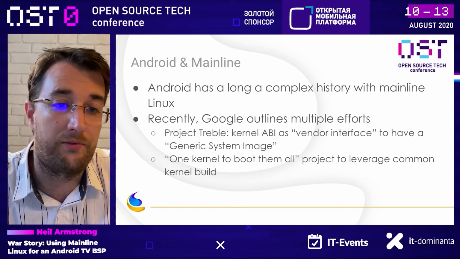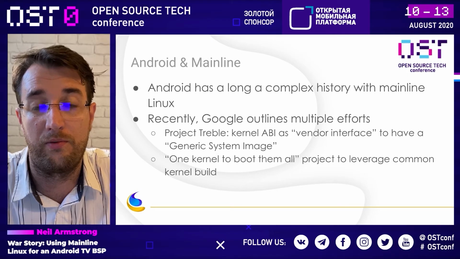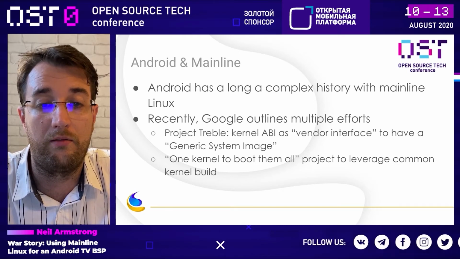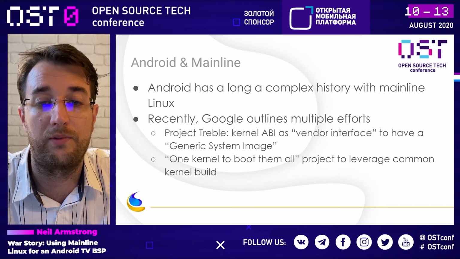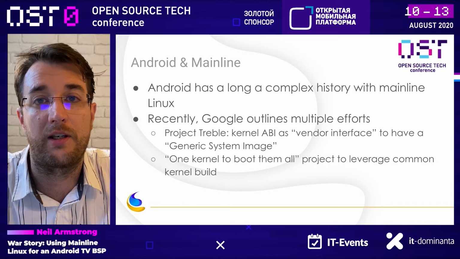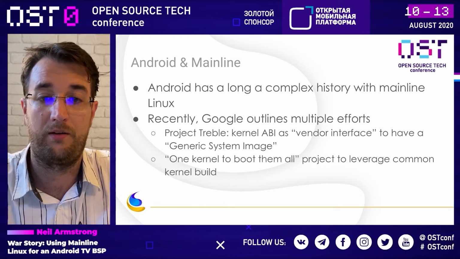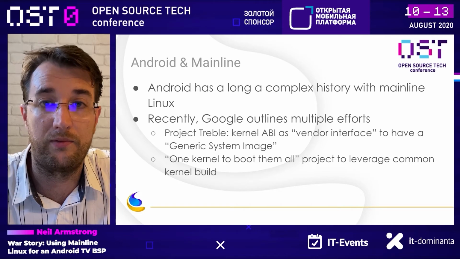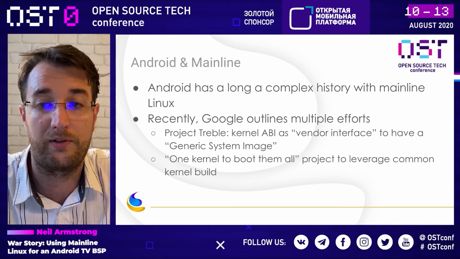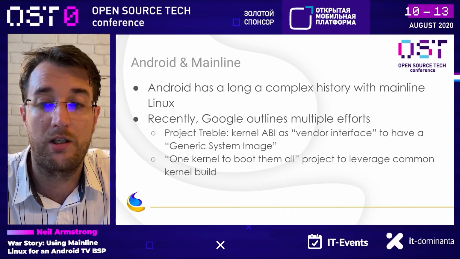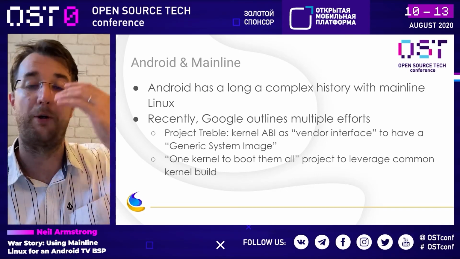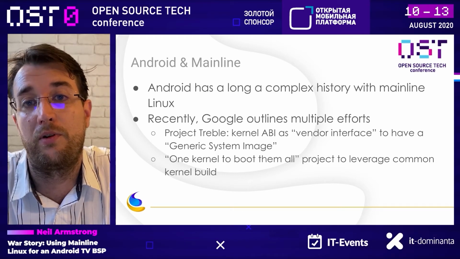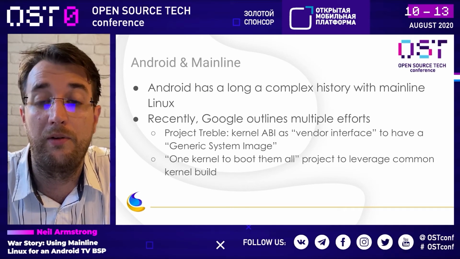So recently, in the last 2 years, Google outlined multiple efforts to solve this issue. This is a long remaining issue. The first one is Project Treble, which we know as GTI today. It's a list of kernel ABI. For each LTS kernel, they listed all the kernel ABI, the functions you can use from modules, and they defined it as an acceptable, stable vendor interface, in order to have a generic system image. So you can have a single image, and each board support, for the phone for example, or the phone features, will be developed as modules, and the modules will use only these particular symbols.